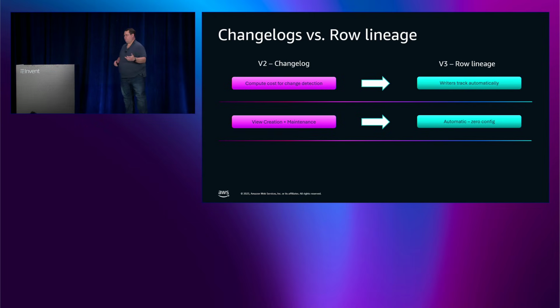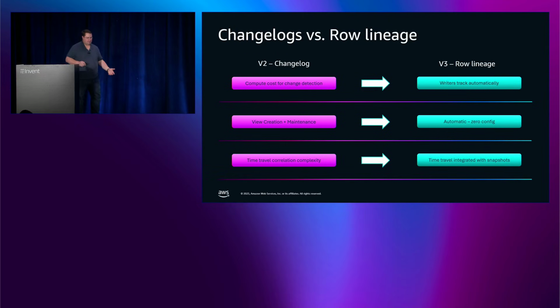Change logs, you have view maintenance. If you do schema evolution, you have to make sure the change logs and the views are maintained correctly. Row lineage, again, that's done automatically. Those metadata columns, the writers, everything is done for you, and that information is there with zero config.